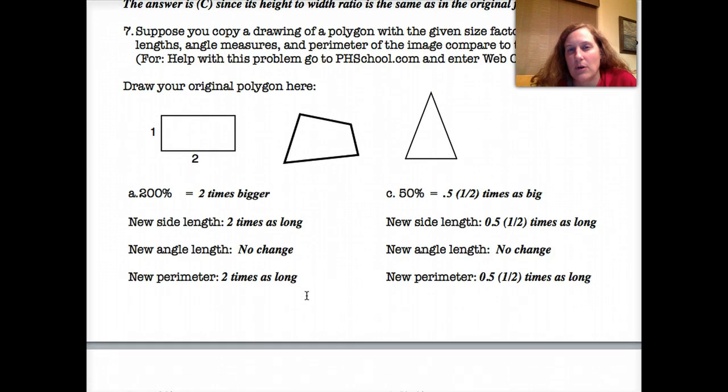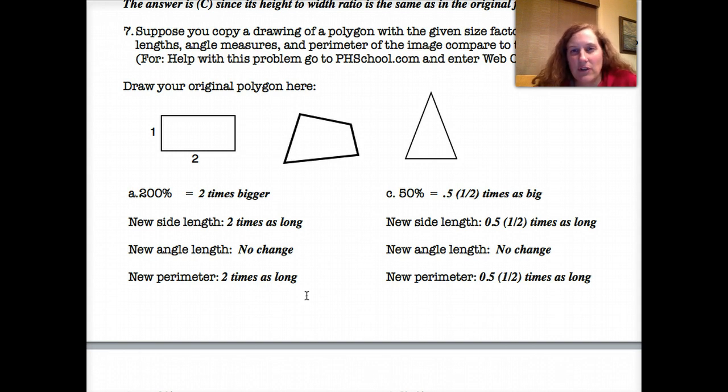Number 7. Suppose you copy a drawing of a polygon with a given size factor. How will the side lengths, angle measures, and perimeter of the image compare to those of the original? This is one where you could draw any polygon you want. I threw some examples out here to see what they might look like. You could have a rectangle, you could have a triangle, you could have any kind of shape that has three sides or more, any kind of polygon.